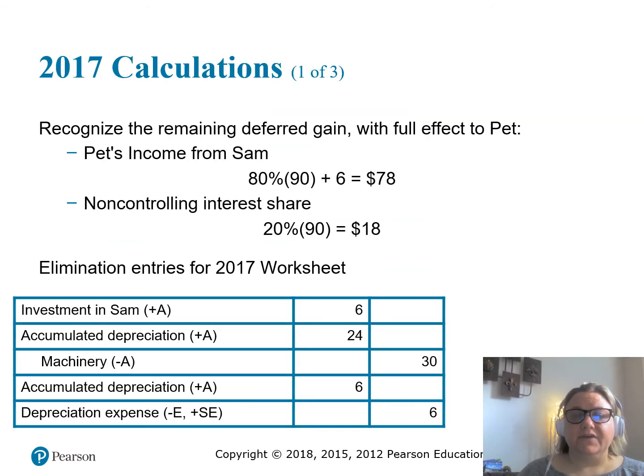As you can see on the very last sheet is where we do our final elimination entries for 2017, where we will credit the machinery, take off the accumulated depreciation, and adjust with the investment in Sam. Then we're also going to back out that depreciation expense.